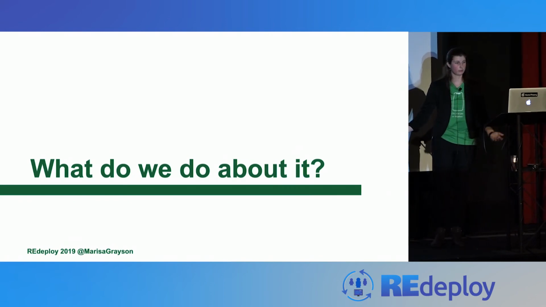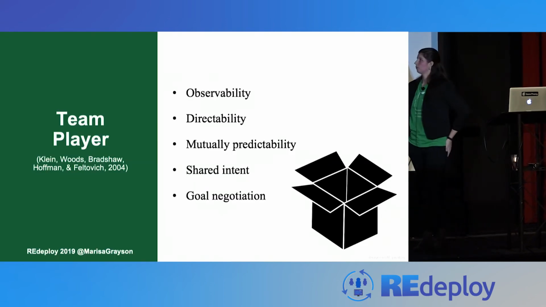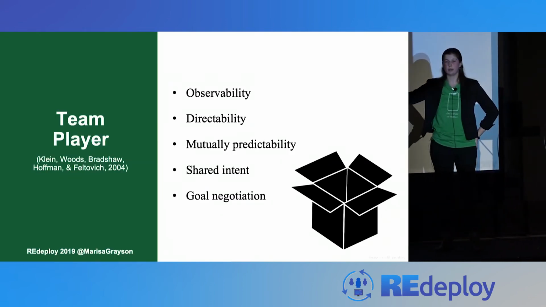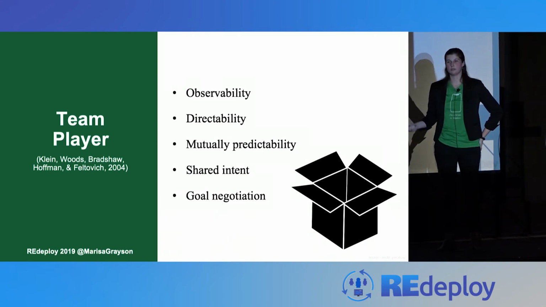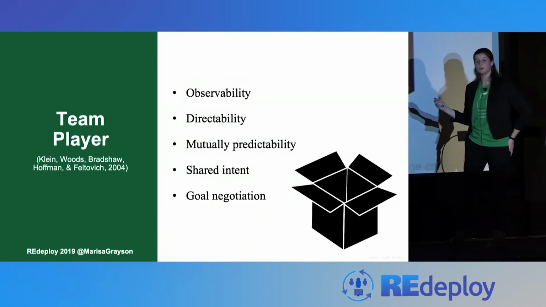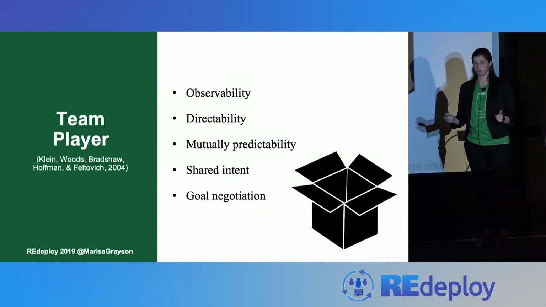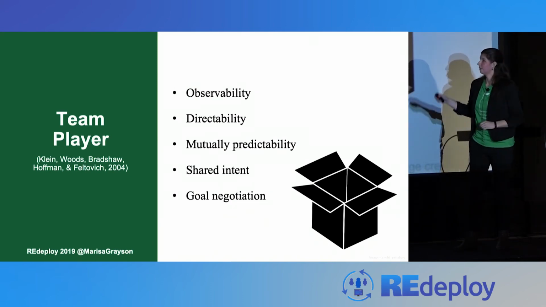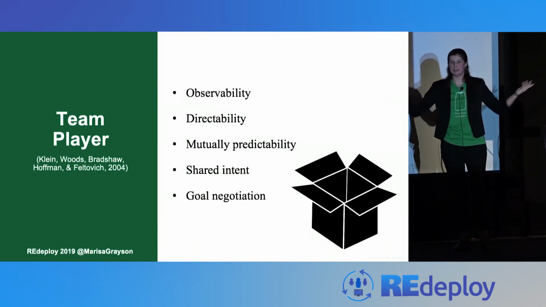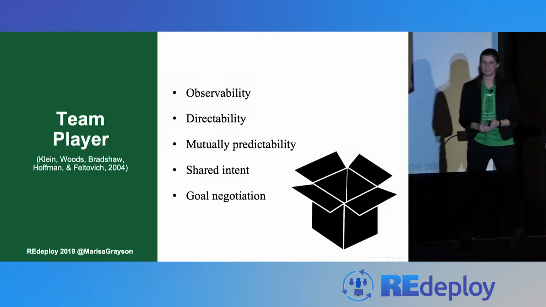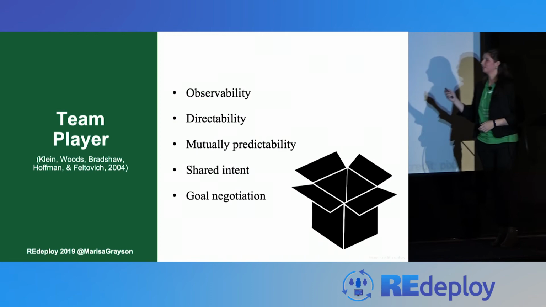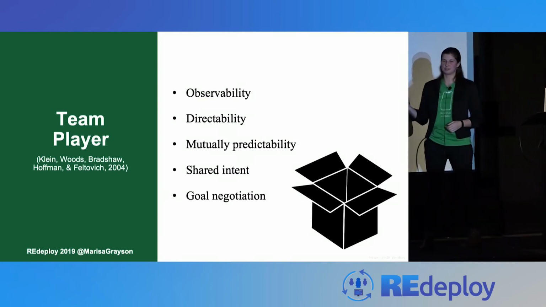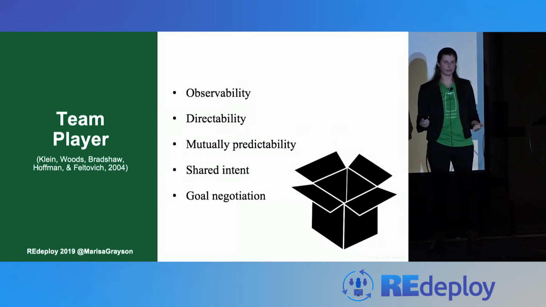So what do we do about it? Well, there's a famous paper talking about how to make automation a team player, 10 ways. These are only a few of them. It's just reading the paper because it's a great short read. Yeah, there's lots of papers. I did 2 years of this, so what do you expect? But observability, directability, and predictability are some of the key components.